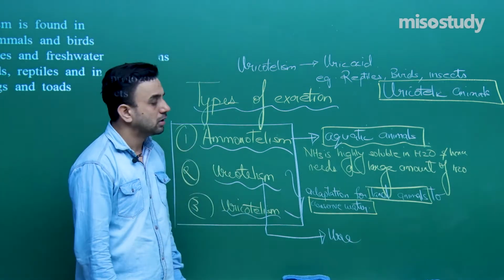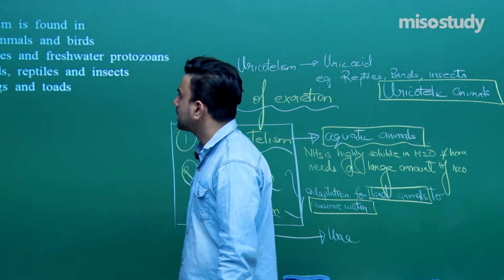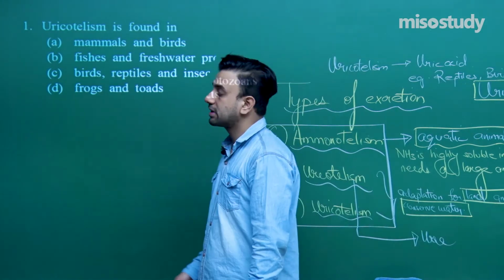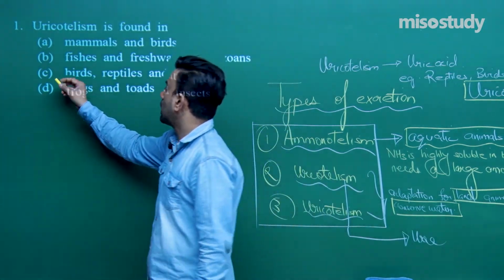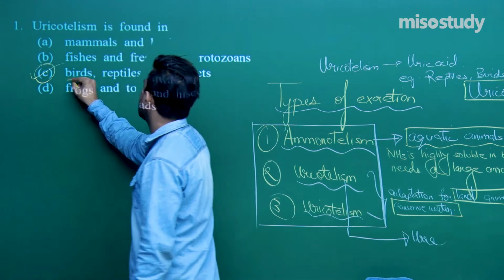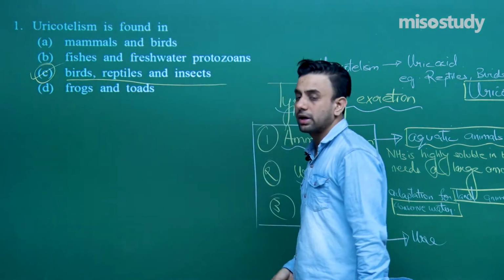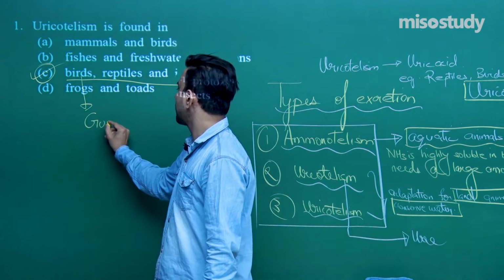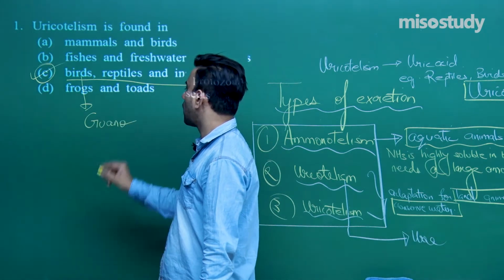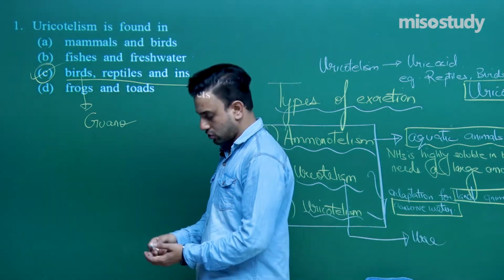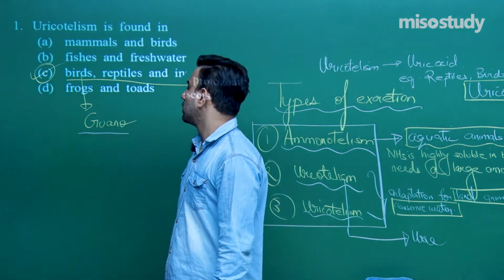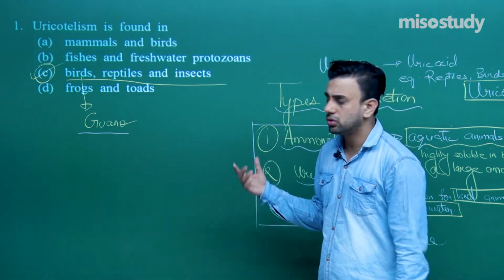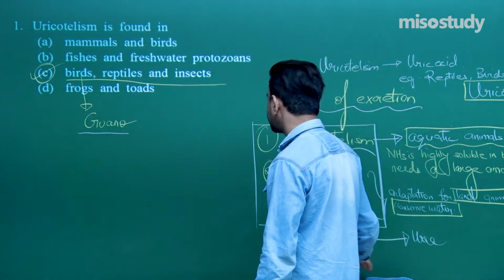Right? Now let us come to our question. What does it say? Uricotelism is found in birds, reptiles, and insects. The droppings of birds are called guano, which is a highly concentrated form, and it's the uric acid, right?